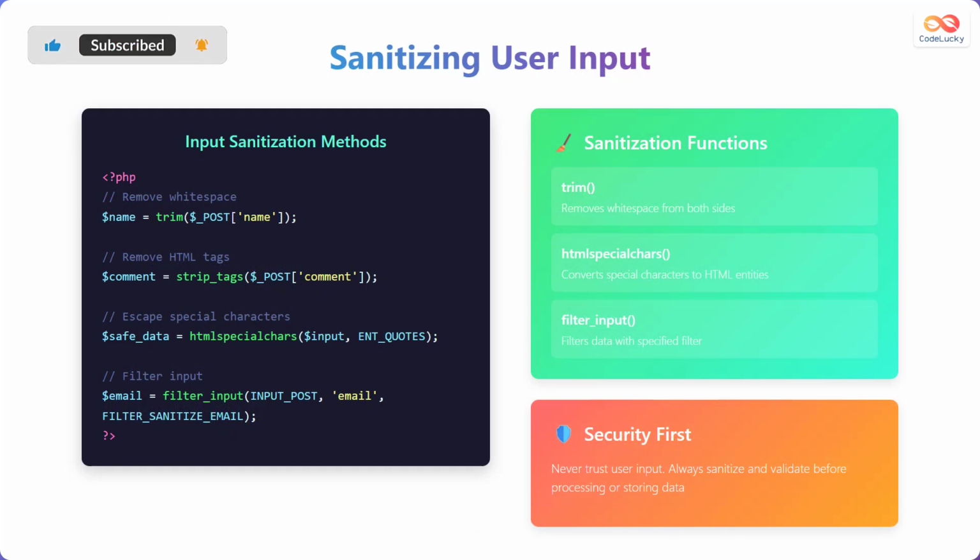Let's delve into sanitizing user input. Sanitization is the process of cleaning user-provided data to prevent security vulnerabilities. Here are some common sanitization functions: trim, htmlspecialchars, and filter_input. Trim removes whitespace from both sides of a string. htmlspecialchars converts special characters to HTML entities. filter_input sanitizes data with a specified filter. Never trust user input. Always sanitize and validate before processing or storing data.